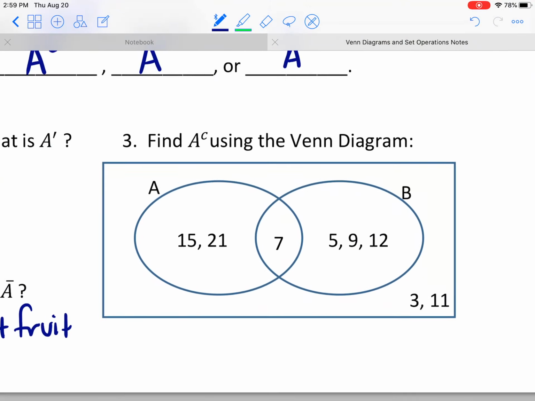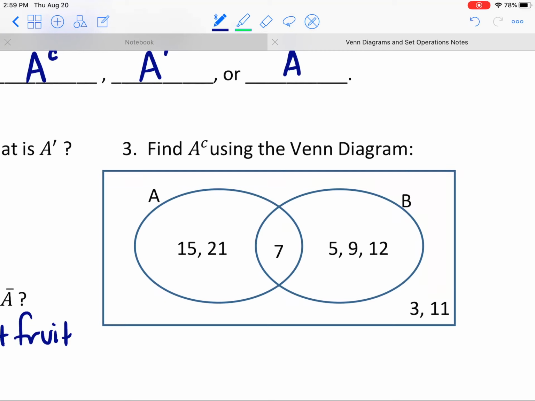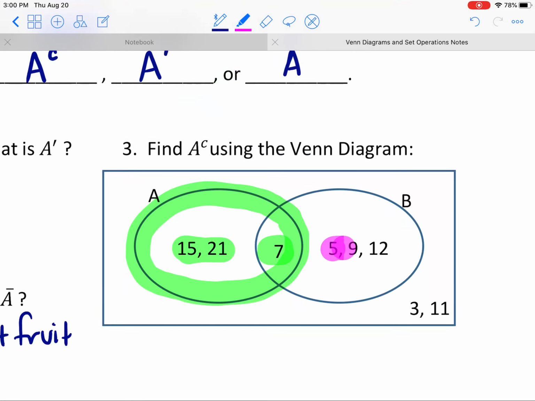Okay, so here's a third example where we're using a picture. It says find the complement of A using the picture. So A, gotta be careful. Sometimes we might only see 15 and 21 as being A, but A is this entire circle. So what elements are included? There's the 15, the 21, and the 7. So A's complement is what elements are still in the picture that are not in A. Well, not in A would be everything else, right? 5, 9, 12, 3, and 11.